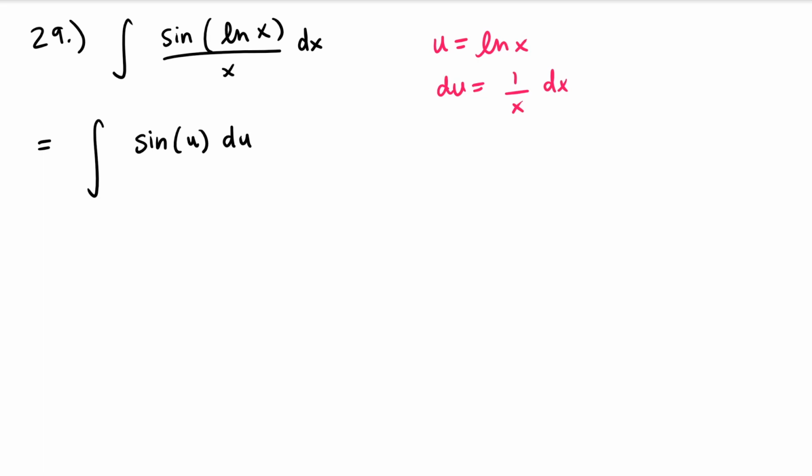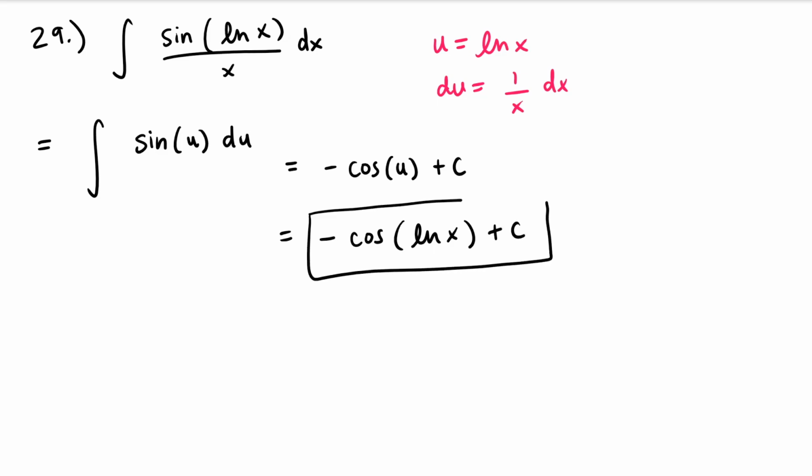replaced with du. If we integrate that, that's going to end up giving us negative cosine of u plus our constant of integration, and then we have negative cosine of the natural log of x plus our constant of integration. And here's our final answer for number 29.